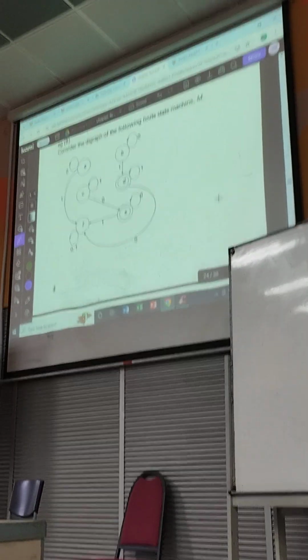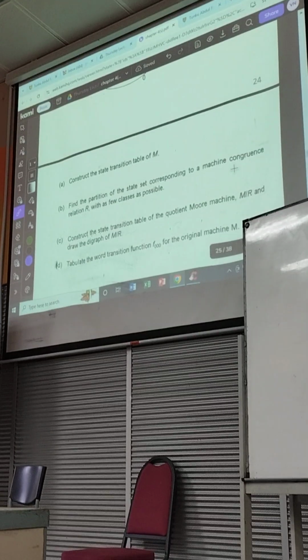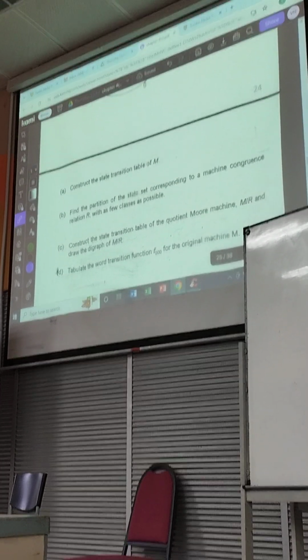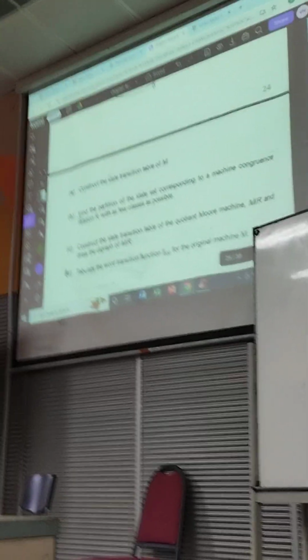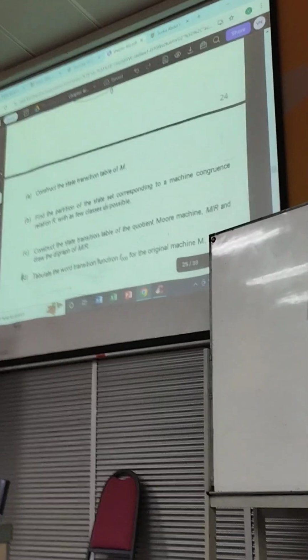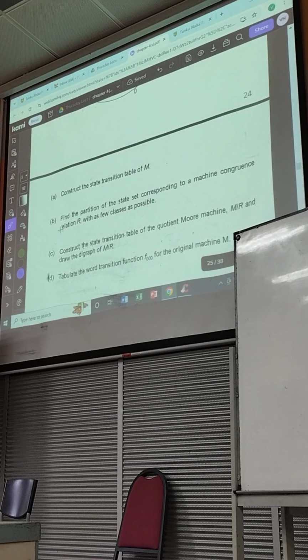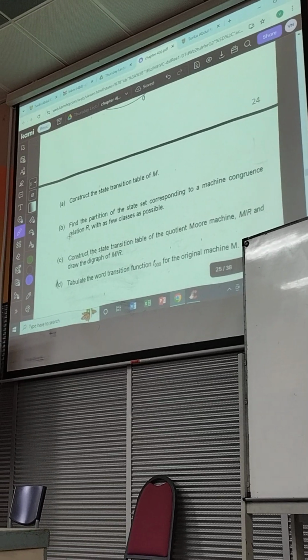A diagram is given to you, and you need to do this. First, construct the state transition table of the machine. Second, find the partition of the state set corresponding to a machine congruence, meaning that you do the partition like just now I showed you.